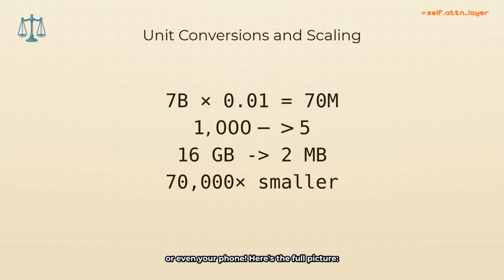Here's the full picture. LoRA changes only 1% of the model's numbers, and those changes are tiny. For a 7 billion parameter model, that's 70 million numbers changed by just 0.01 each. It costs $5 and takes 10 minutes. The adapter is 70,000 times smaller than the full model. That's like comparing a grain of sand to a beach ball.